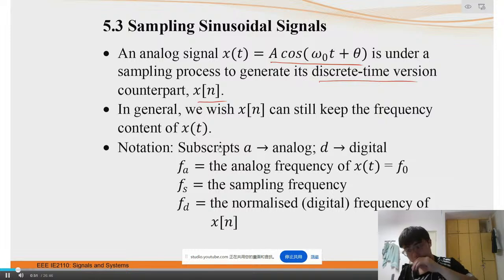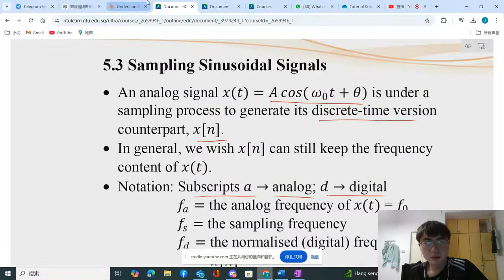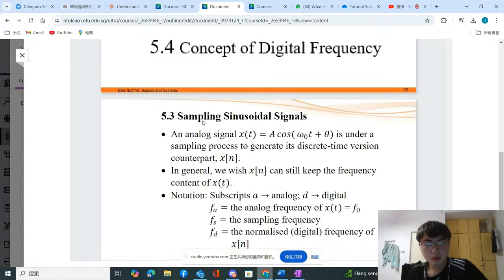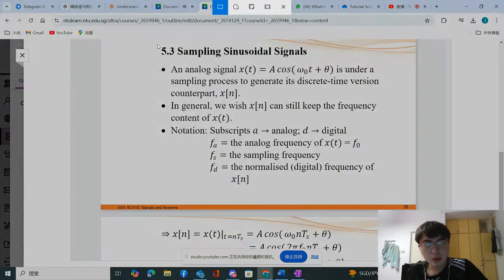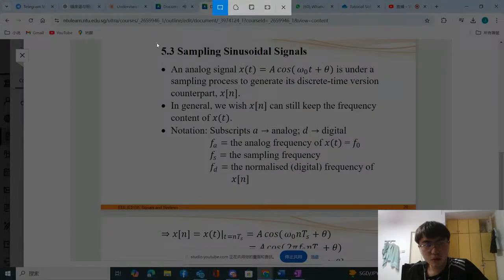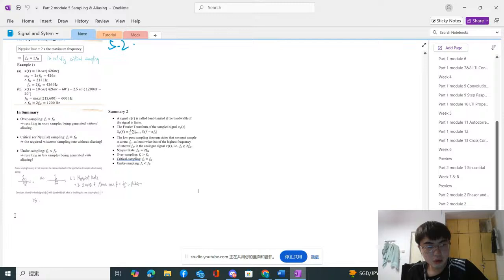And in general, we wish that the x[n] can still keep the frequency content of x(t) after the sampling. And here we're going to introduce the notation using the subscript a to denote the analog signal, and the subscript d to denote the digital signal or the discrete time signal. So fa is then the analog frequency of x(t), which is also equal to f naught, and fd is the normalized frequency or digital frequency of the discrete time signal x[n], and fs is the sampling frequency.